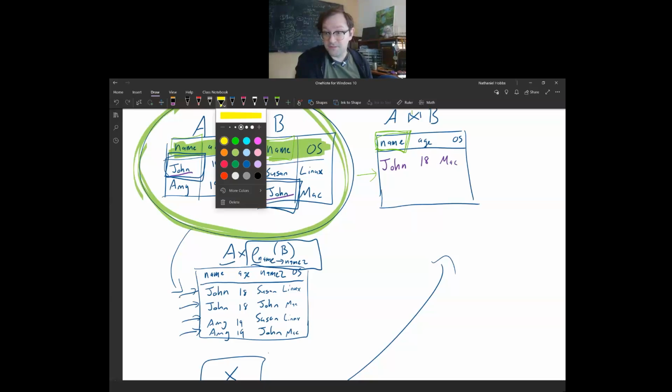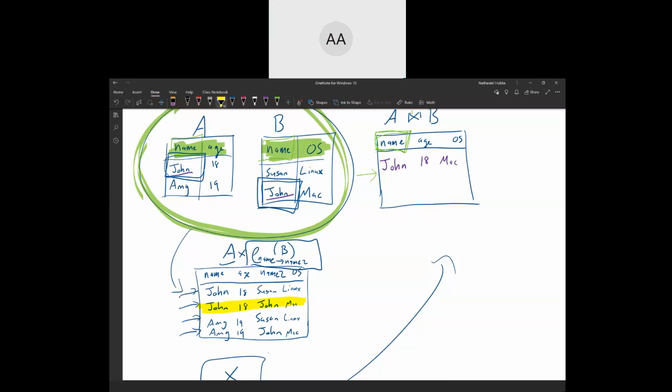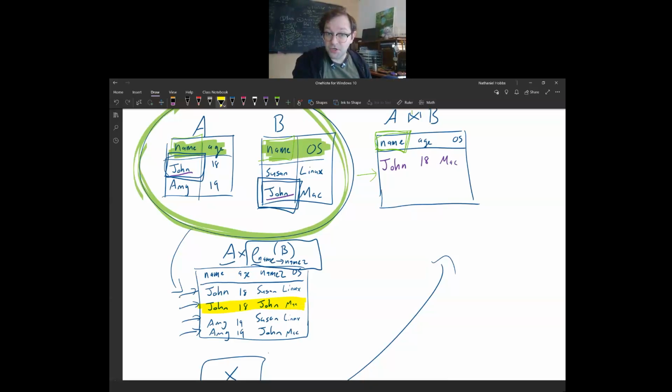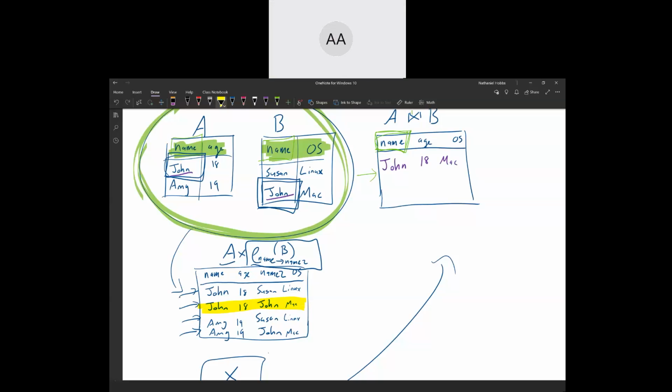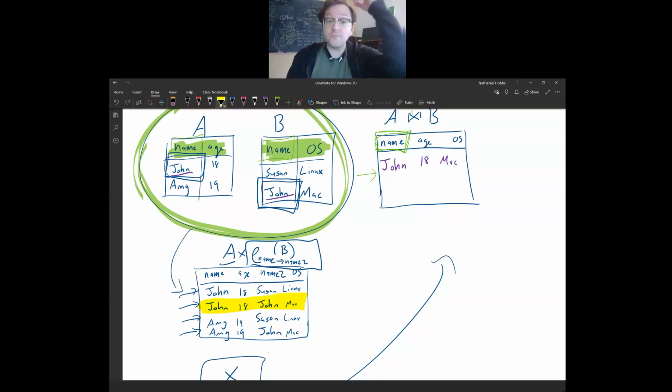Okay, here I'll highlight this one. What makes this entry different than the other three? They have the same name. Right. And the names on the left are coming from table A, and the names on the right are coming from table B. Okay, so this yellow one shows that John appears in both table A and table B. You agree with that? Yeah. Okay, and that's the only one that's like that.